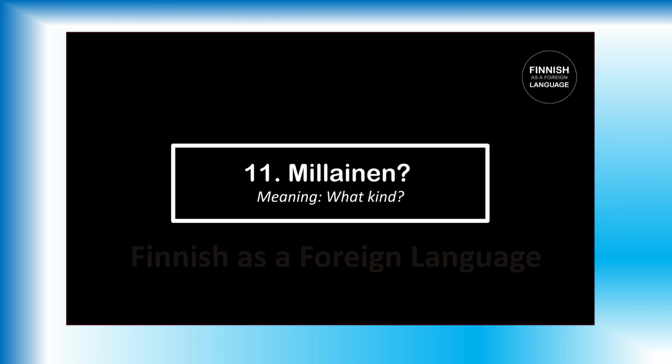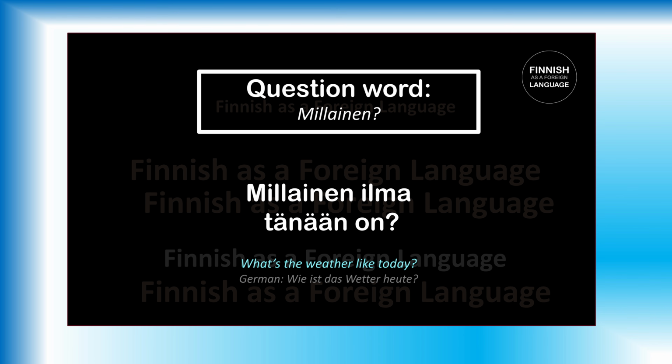Alright, we carry on with the next one, which is millainen, which means what kind. Here's our first example. Millainen ilma tänään on? means what's the weather like today? So millainen means what kind, ilma weather, tänään means today, and on means is. So why do we use millainen here? Well, because we're talking about the quality or type of something. What's the weather like today? Millainen ilma tänään on?